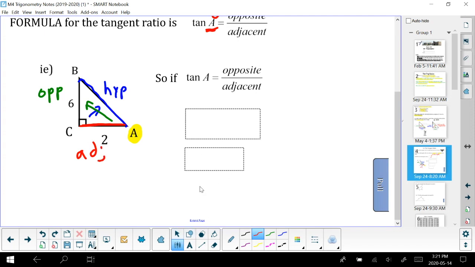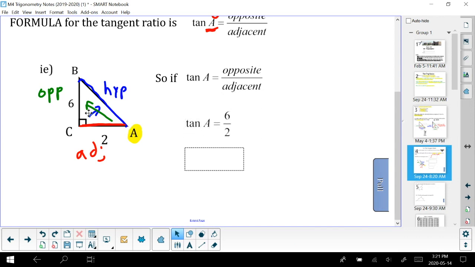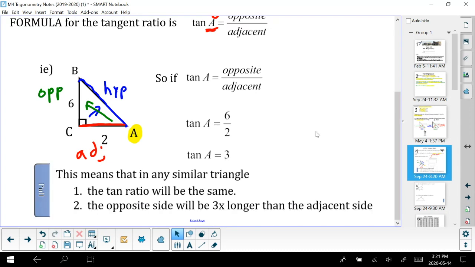So we can go on to state that because tangent of A is equal to the opposite side over the adjacent side, my tangent of A happens to be 6 over 2. And we can further simplify that to give us tangent of A is equal to 3. So what does that mean for us? It really just means that in any similar triangle, your tan ratio will be the same, and your opposite side is going to be 3 times longer than the adjacent side.